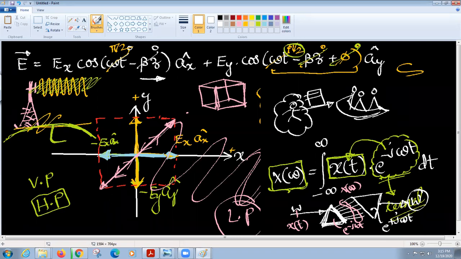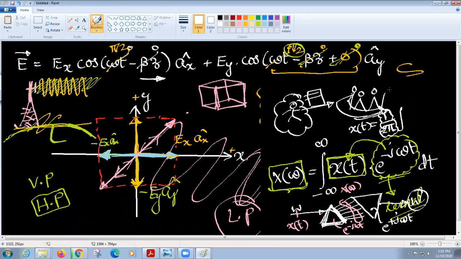Of course, I will not discuss all those things, because how do we find x of t? This x of t is equal to 1 by 2 pi integration of x of omega e power j omega t d omega. This 1 by 2 pi, can I take anything else other than 1 by 2 pi? This is just a scaling factor. I can take 1 by 4 pi, I can take 1 by 8 pi, or I can take square root of 8. Whatever you want, you can take.